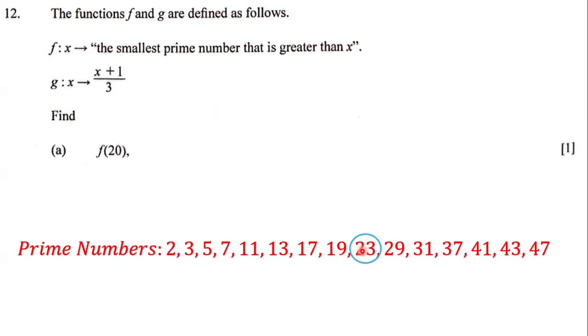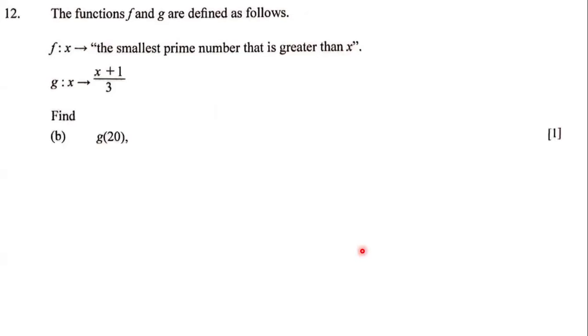And so the answer here is f of 20 is equal to 23, because 23 is the smallest prime number that is greater than 20. Next, we want to figure out what is g of 20. Well, g of 20 just basically means that wherever you see x, you're going to put 20. So g of x is going to be equal to x plus 1 all over 3. So we see x here. So instead of putting x, we're going to put 20.